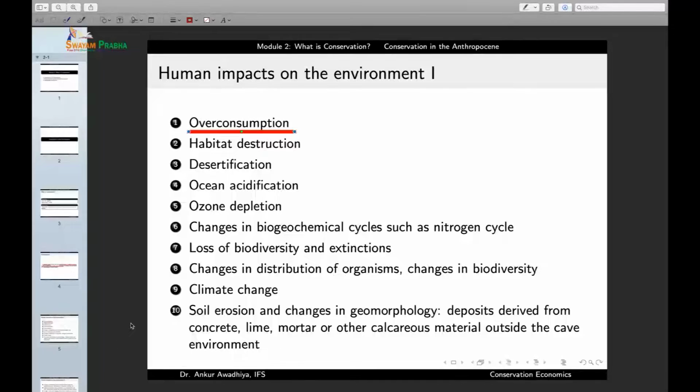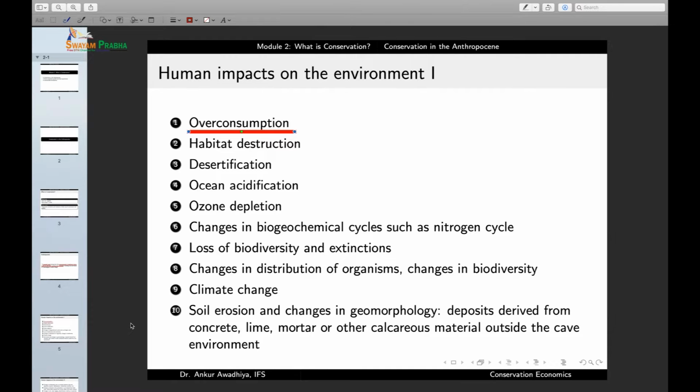Now, if humans remove this population at a rate which is less than the rate of population growth, in that case, the population of these trees or these fishes will either remain constant or they will go on increasing with time. But overconsumption states that if you remove these organisms at a rate that is greater than the rate of the population growth, in that case, the population will start to decline. And that is known as overconsumption. So, one human impact on the environment is overconsumption.